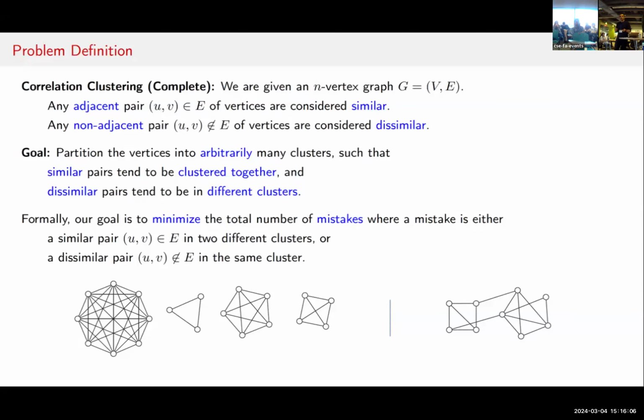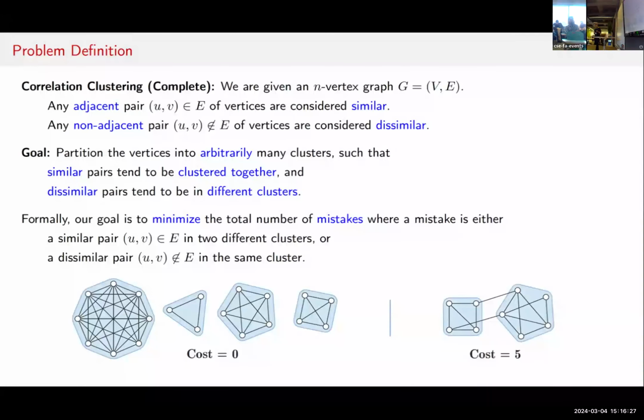So let's see examples. Here on the left, the graph is just a collection of disjoint cliques. These inputs are great because we can just put each of these cliques in a different cluster, and the cost is 0. It turns out the cost is only 0 on collections of disjoint cliques. The graph on the right, I think this is the optimal solution. It has cost 5 because there are 2 edges crossing and 3 non-edges inside. Okay, so this is the correlation clustering problem.